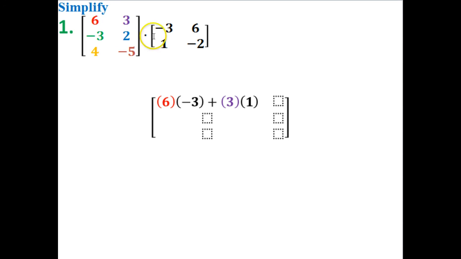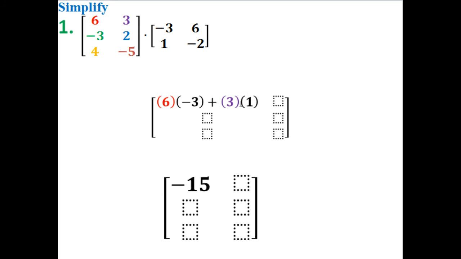So I've got 6 times negative 3 is negative 18, and then 3 times 1. So negative 18 plus 3 would give me a negative 15. I'm going to write that right here in the upper left because that's where this one came from.